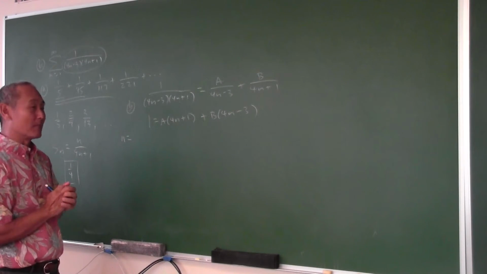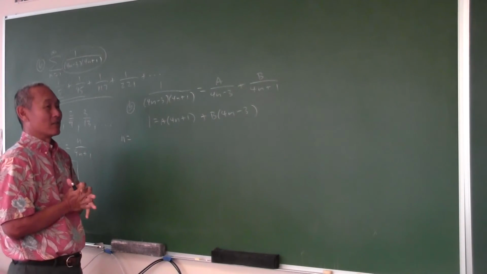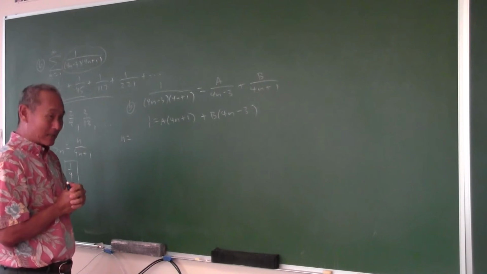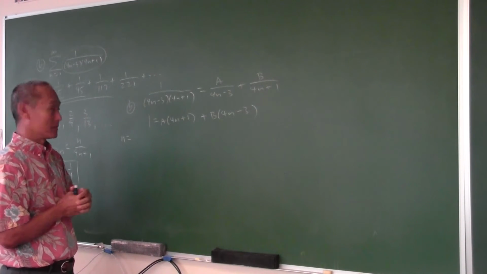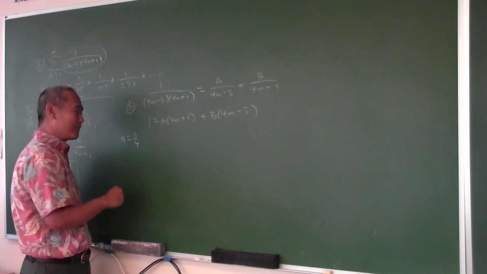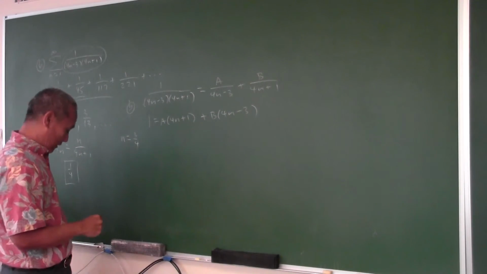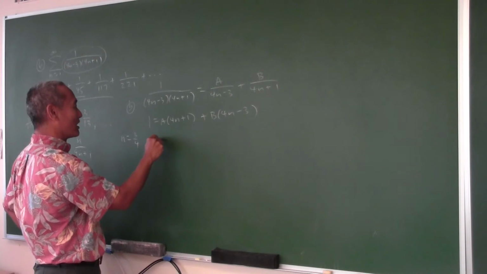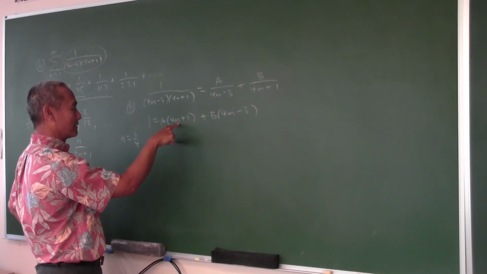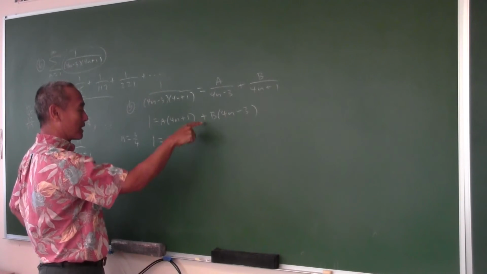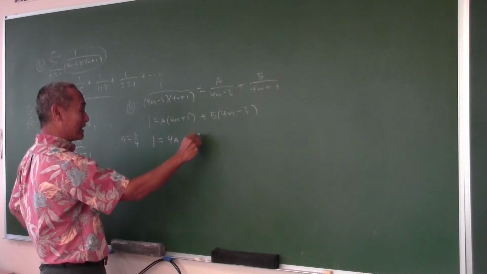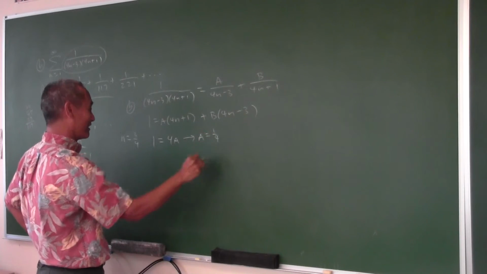Now, what would be a good number to plug in for n? A lot of people would say 0 or 1, but don't be ridiculous. How about 3/4? Why would I plug in 3/4 for n? Because it will make that thing 0. So if I plug in 3/4 for n, you get 1 equals 4A plus 0. A! I just figured out A is 1/4.